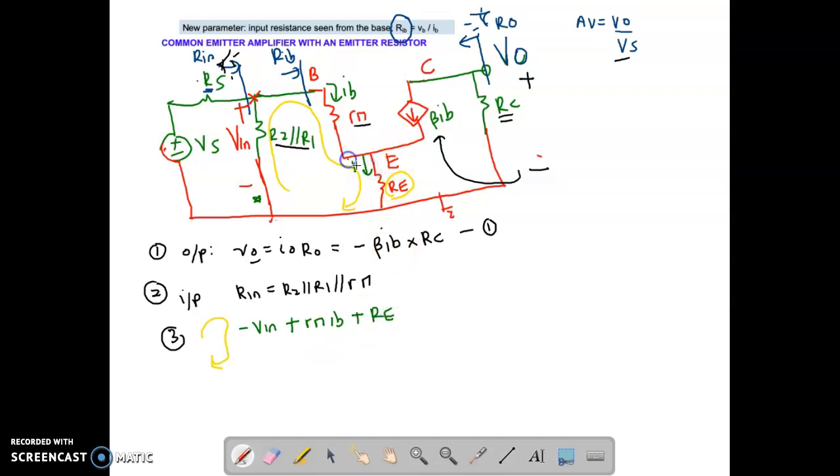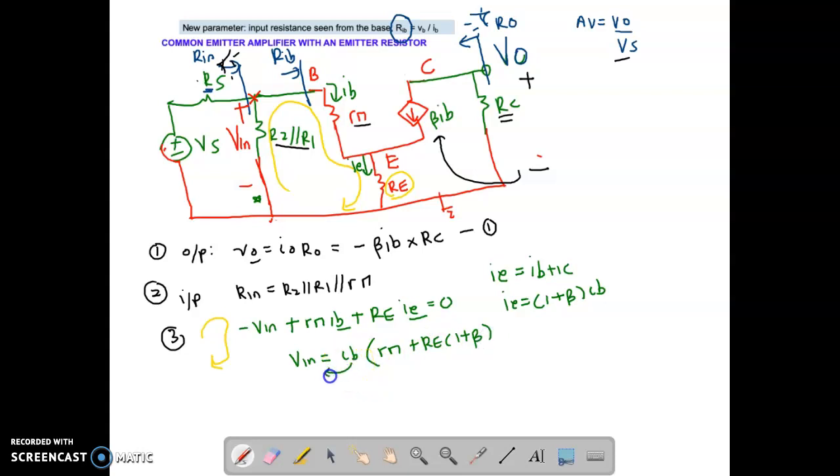The current flowing here is IE. Now look at the relation between IE and IB. As you know before, this is AC, right? So all is small. IE equals IB plus IC. So we can take note IE is actually (1 plus beta) IB. Okay, so rearrange this equation so it becomes IB (Rπ plus RE (1 plus beta)).